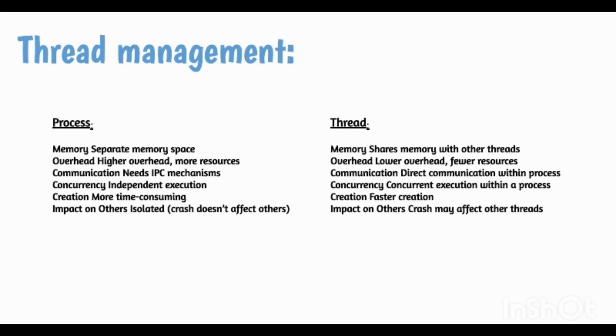The difference between a process and a thread. First, processes have separate memory spaces, but threads share memory with other threads. Processes have higher overhead and use more resources; threads have lower overhead and use fewer resources. Processes need IPC to communicate, but threads have direct communication within the process. Processes run as concurrent, independent executions, but a thread is an execution within a process. A process takes more time to create, but a thread is created faster.